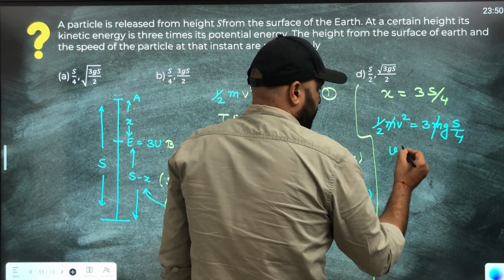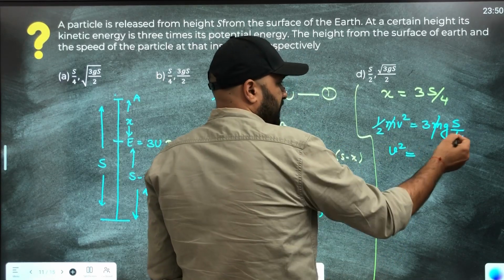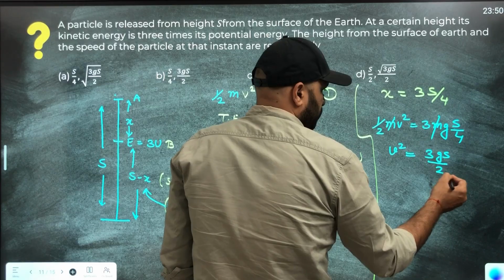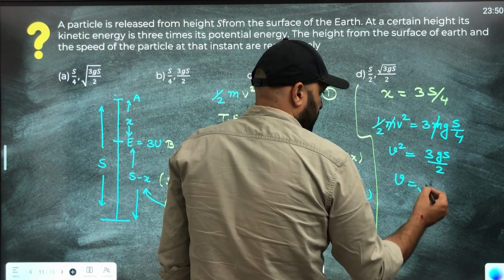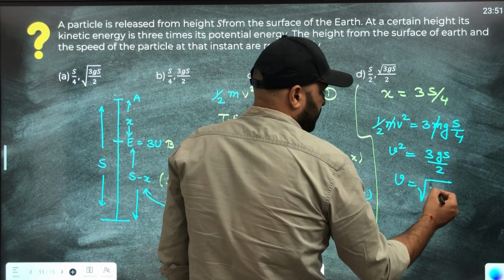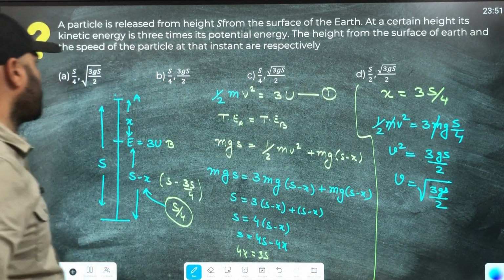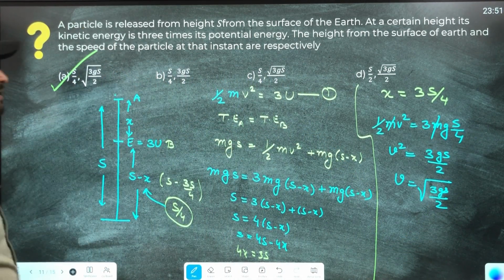Clear? Let's solve it further. V square will be equal to 3gs by 2, the 2 cancels here, and V will be equal to under root 3gs whole divided by 2. Clear? Option A is correct.